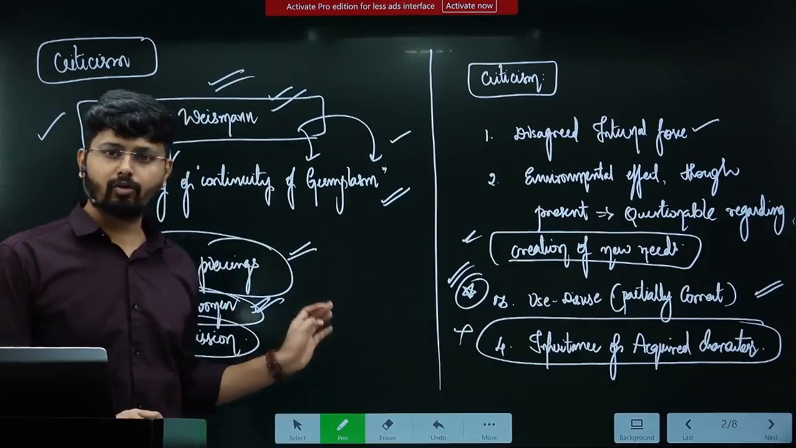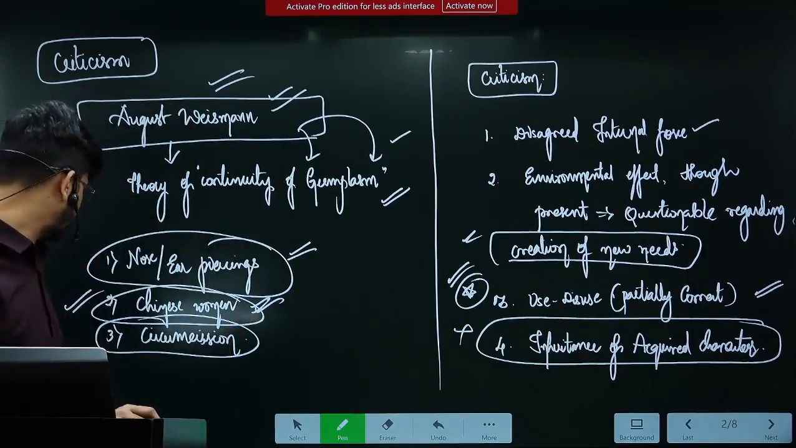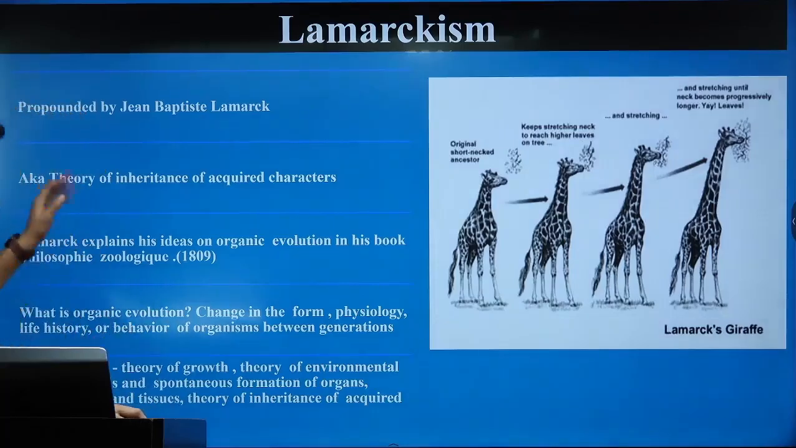I think you are clear now. Let me go back to the slide. You can go through this, or you can make note of whatever handwritten slides I have shown.